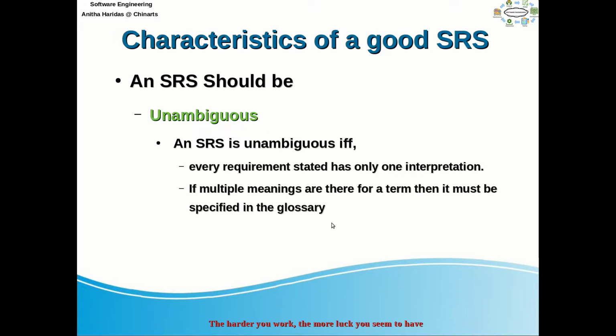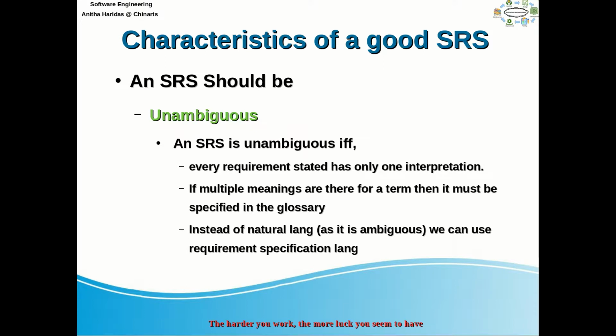If you have multiple meanings for a particular term, all these meanings must be specified in the glossary. Most of the time the SRS will be using a natural language, but if you use natural language, obviously it is going to be ambiguous. So what we can do, instead of using natural language such as English, is use some requirement specification language, some kind of notations etc. in the requirement specification so that it will give you a unique interpretation and not an ambiguous interpretation.